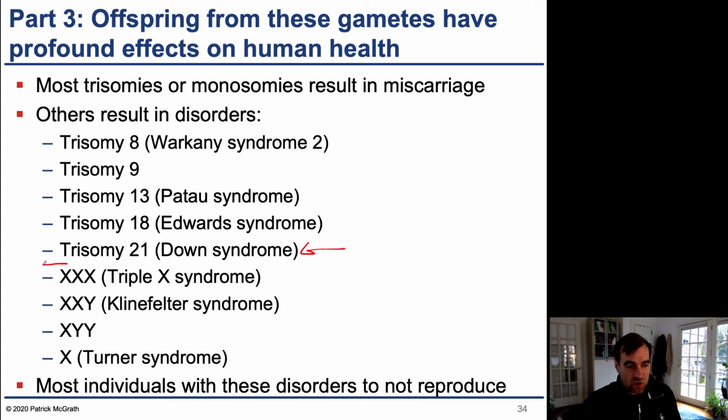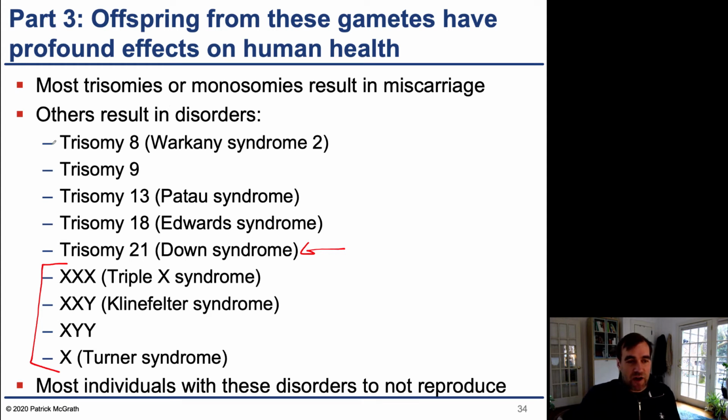There are also trisomies and monosomies of the sex chromosomes. So there's triple X syndrome, Klinefelter syndrome, and Turner syndrome. These syndromes typically influence sex-related traits because you have 3 X chromosomes or multiple X chromosomes with the Y, or multiple Y chromosomes, etc.